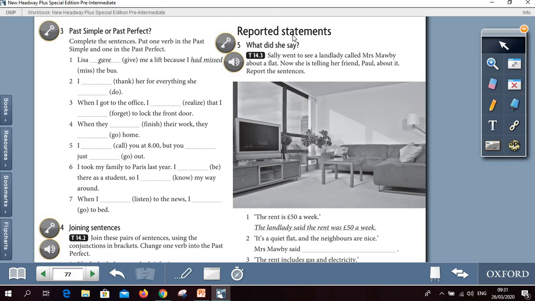Question 5, the second grammar part, which is the reported statements. How to move from the direct speech to the reported one. What did she say? Sally wants to see a landlady called Mrs. Mowbray about a flat. Now she is telling her friend Paul about it.